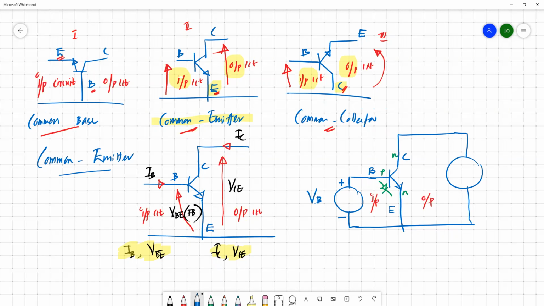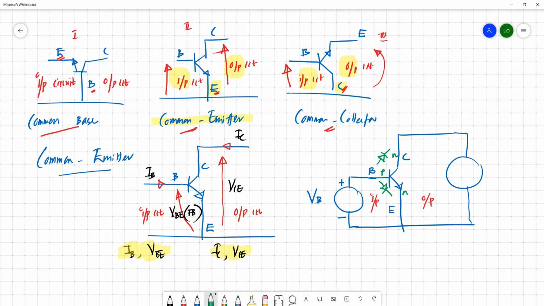So I'll connect a source of VB in that fashion. Then this base emitter junction is simply forward biased. So we have another diode in between, the base collector junction. It's again something like that.